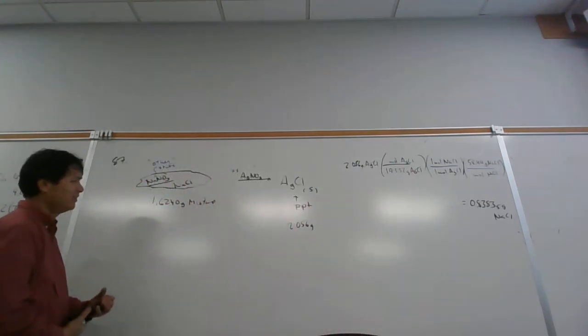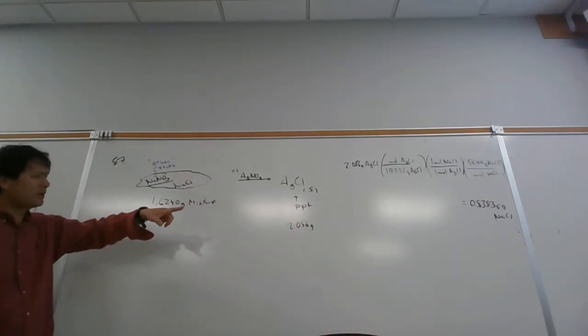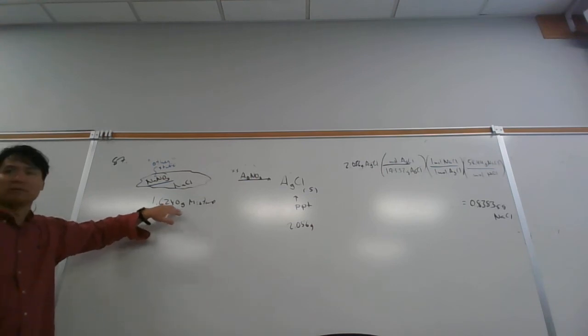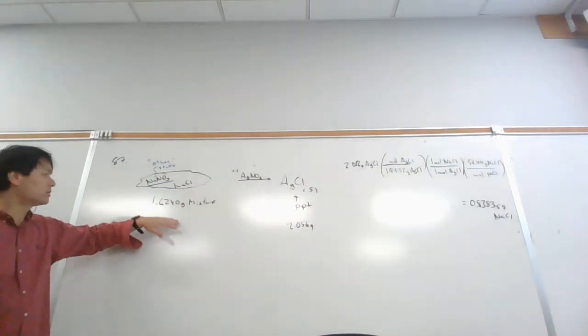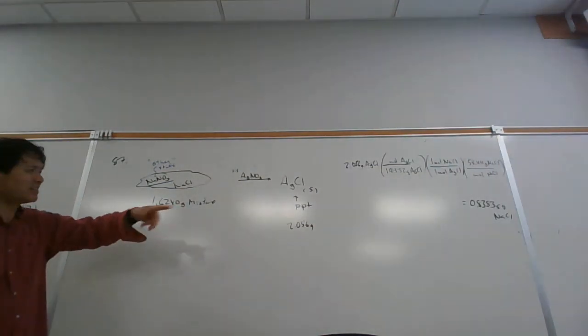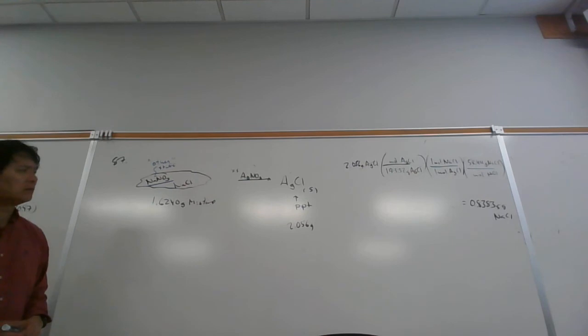And so if you look at it, this is 1.6, this is about 0.8. About half of this mixture was sodium chloride. Can you see that? The total mixture is 1.6 and that's 0.8. So about half of it.